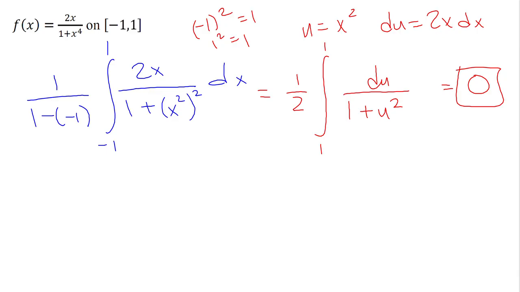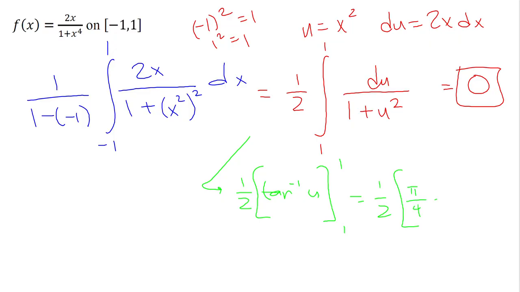Now, if you want to, you could go down here and say, okay, this is 1/2 of the inverse tangent of u, evaluated from 1 to 1, which we know is, of course, pi over 4. Well, pi over 4 minus pi over 4 is just 0, and so that's just 0.